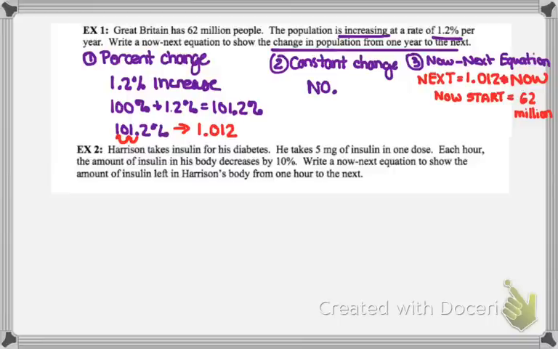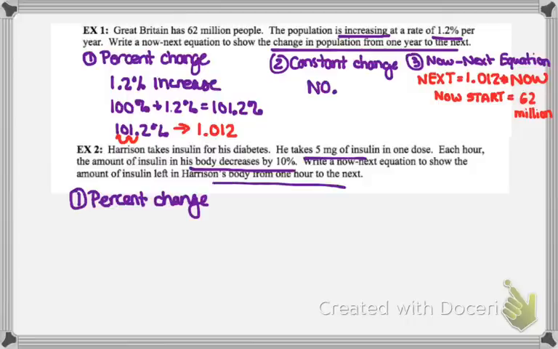Okay, in example 2, the first thing I'll look at is my percent change, so I'm just going to set myself up to be ready to look for that. Let's go ahead and read the question. Harrison takes insulin for diabetes. He takes 5 milligrams of insulin in one dose. Each hour, the amount of insulin in his body decreases by 10%. Write a now next equation to show the amount of insulin left in Harrison's body from one hour to the next. Okay, a percent change here. Do you see any number that tells us the percent that we would change by? Good, it decreases by 10%.